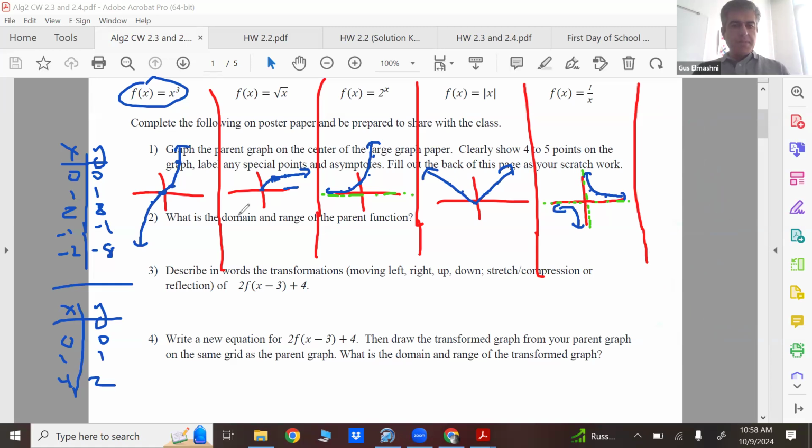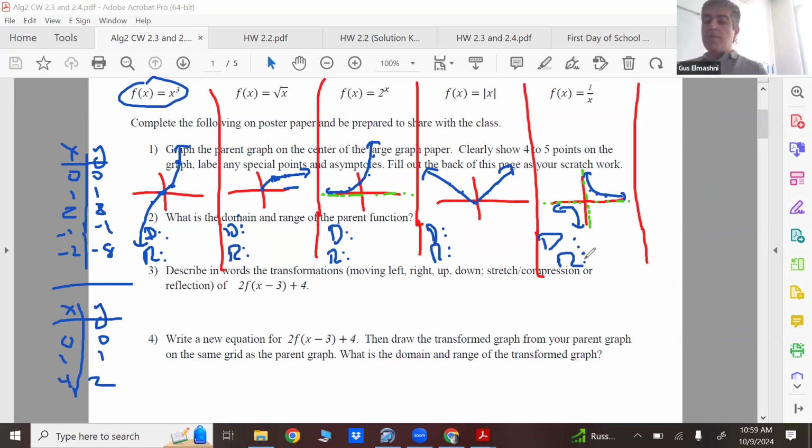Domain, range, domain, range, domain, range.